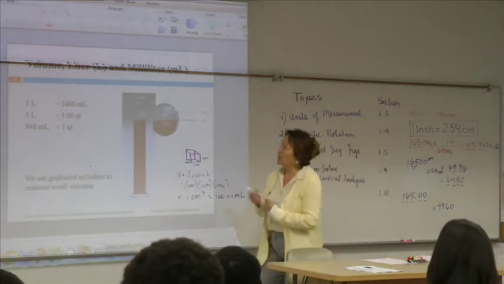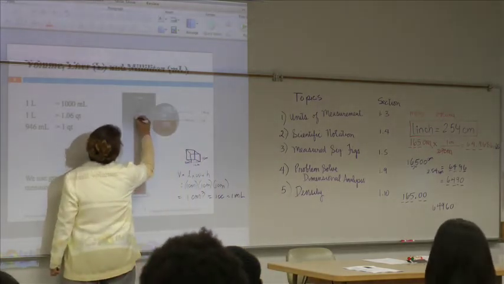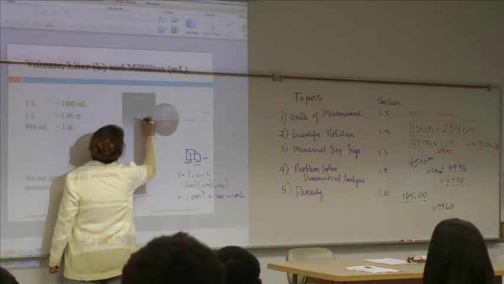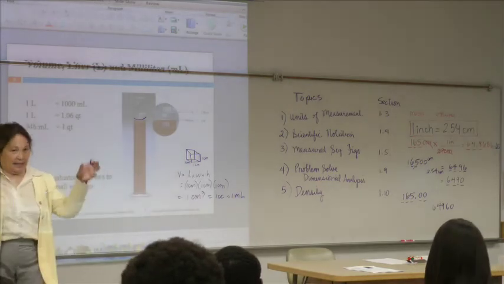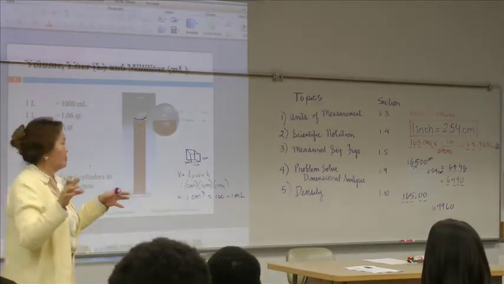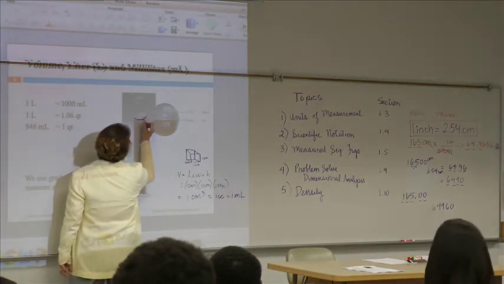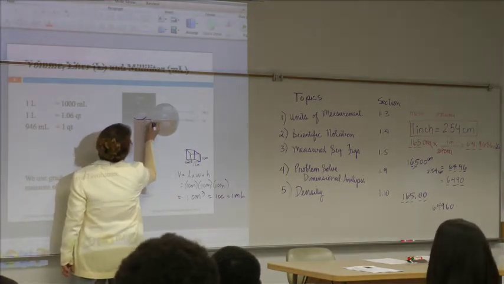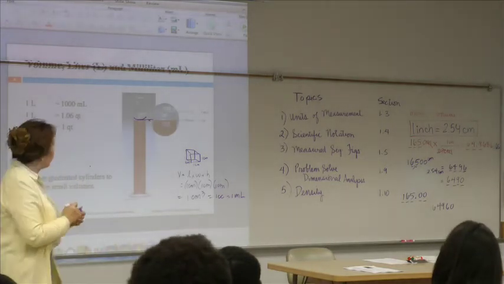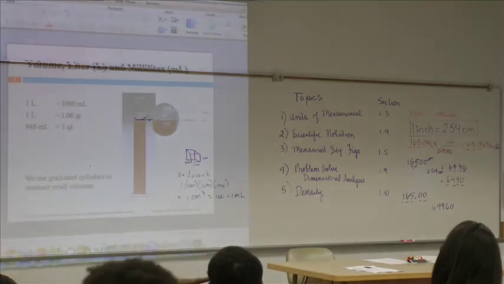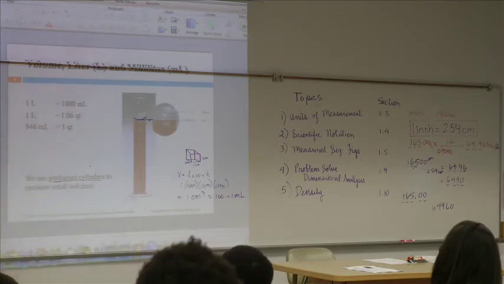Also, when we want to read a graduated cylinder, if it's water, most of the time it clings to the surface of the glass, called capillary action. So we want to read the bottom of the meniscus. We use graduated cylinders, that's another name, to measure the volume.